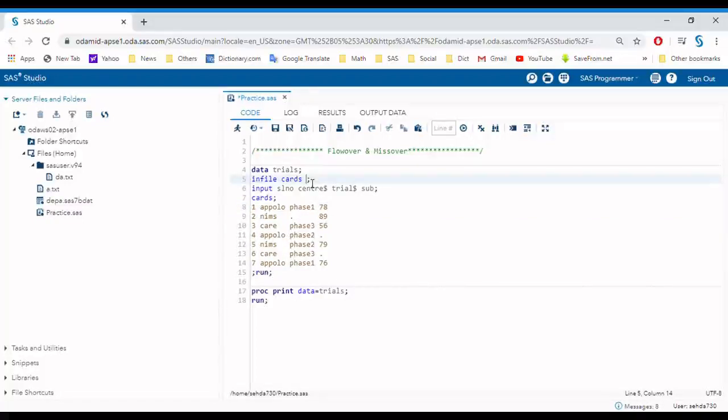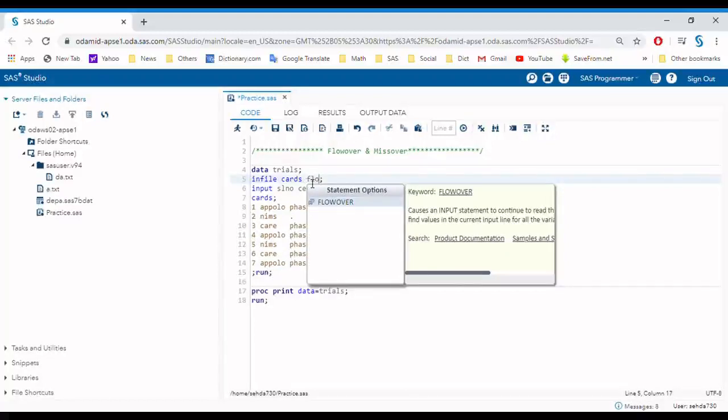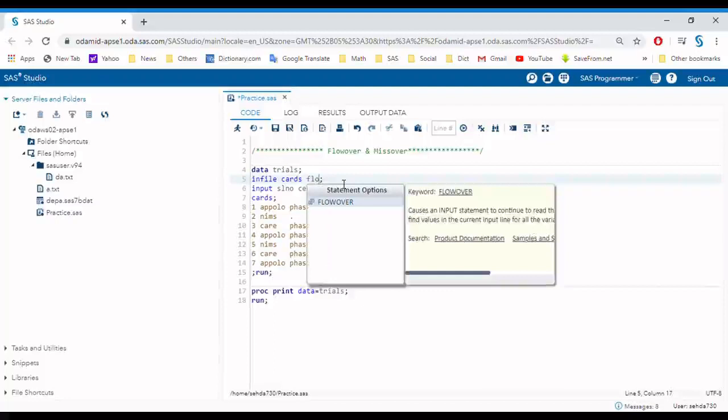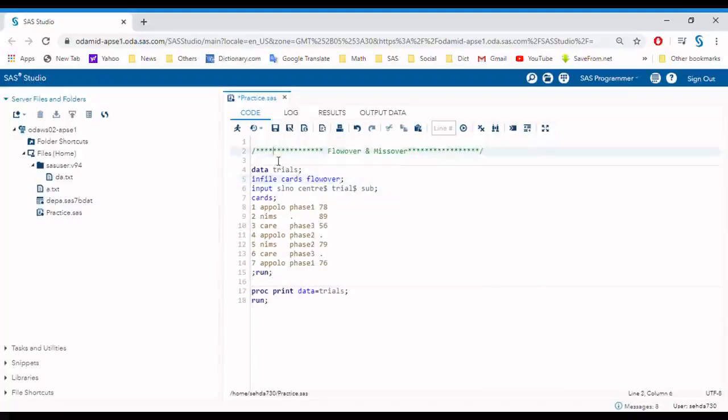So we have to write flowover here like that. This flowover option is used to do that thing only, that's it. But in SAS, because it is very obvious that we read the data line by line, flowover is the inbuilt option in SAS. We do not need to mention it externally. Even if you do not write this, it will work. So first let's write this and let's run this code. I'm going to run this code.